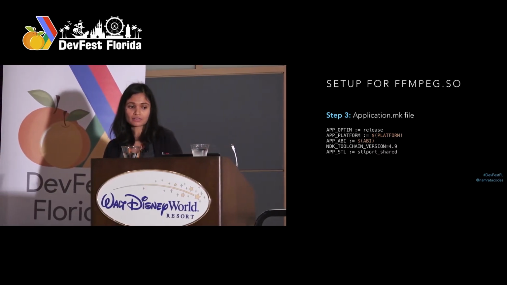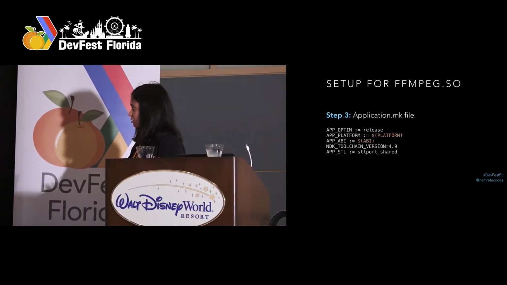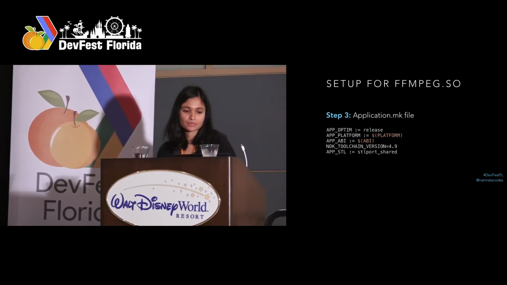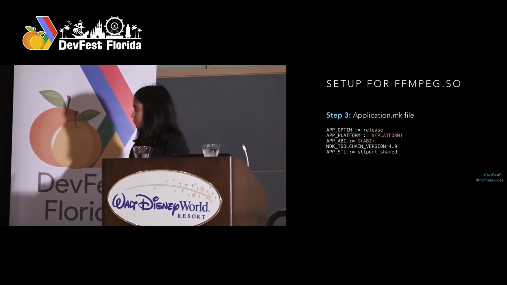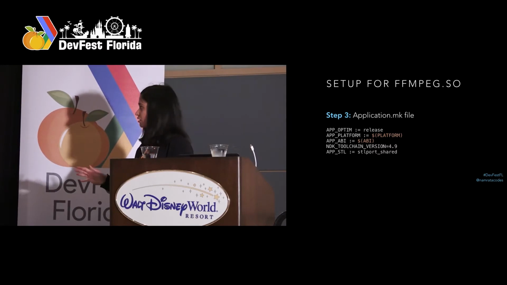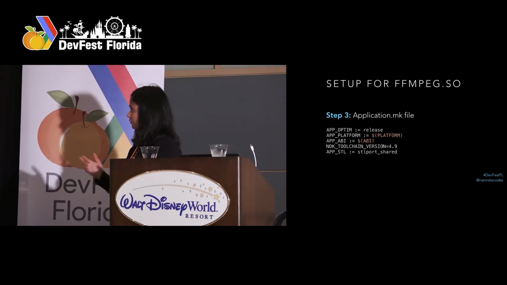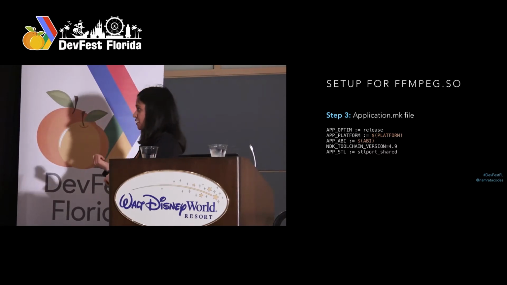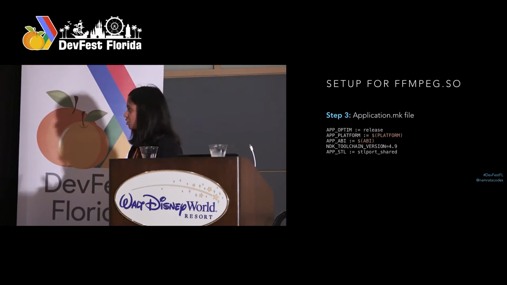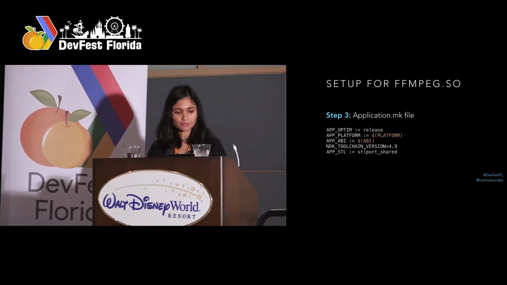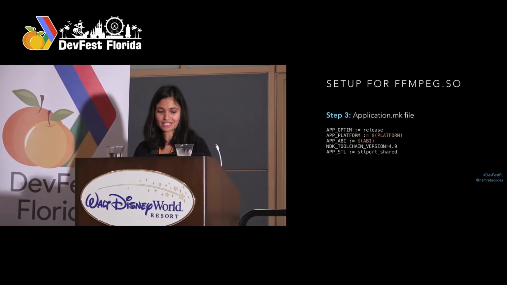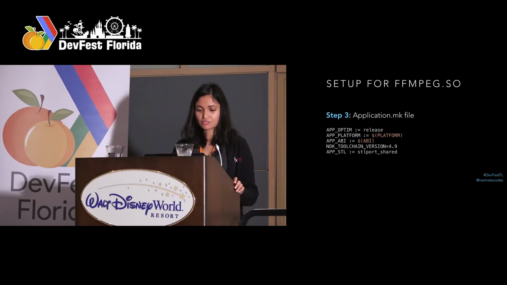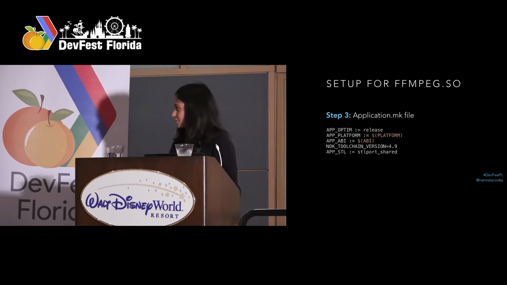The other makefile that you have to include is the application.mk makefile in your FFmpeg code. This defines the variables across all the modules for your app. So here I am specifying the app platform, and I'm also specifying the ABI, which would be x86 or ARM. There's also an NDK toolchain version variable that you need to specify.